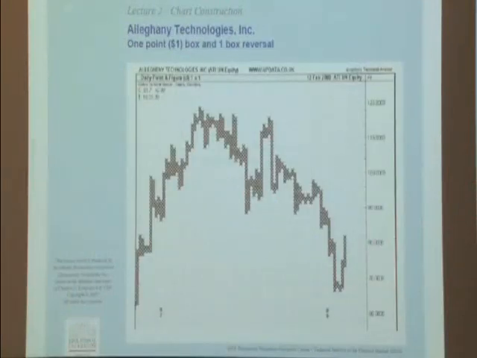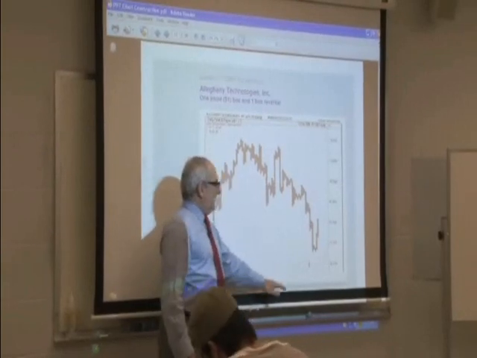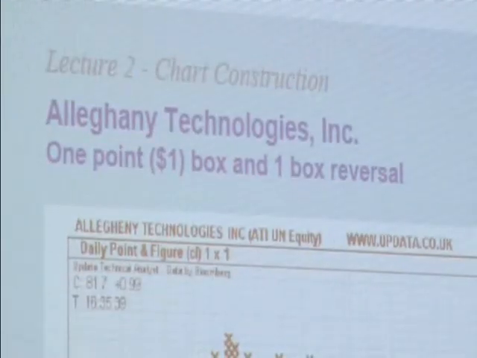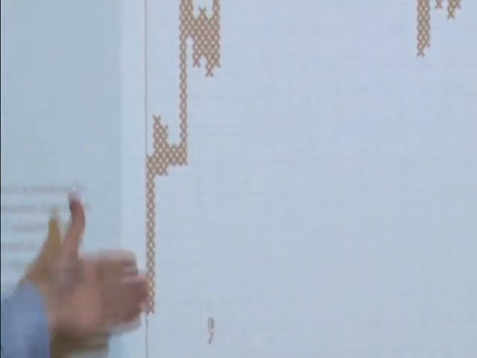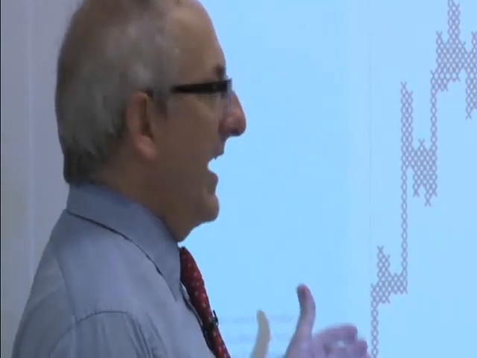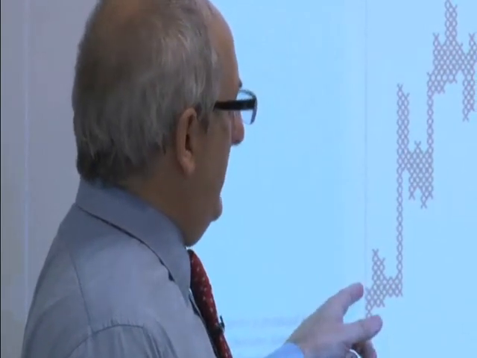Now we come to point and figure charts, which are not based on time. So the horizontal scale now is loosely based on volatility, but it's a different kind of volatility. The point and figure chart follows pretty much only the price changes that take place. Time is not a factor in making the chart. As long as you're moving in the same direction, you stay in the same column.